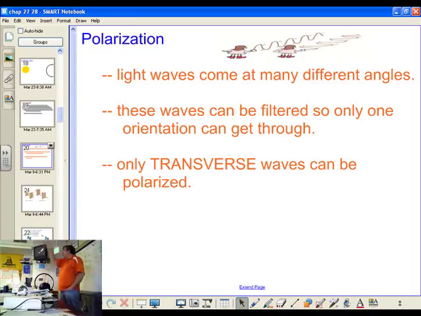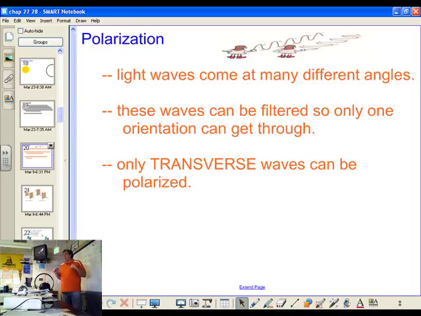Some of it has a vertical orientation, some a horizontal orientation, and the cross waves. So it comes in all these different orientations. But we can run it through a filter that we call a polarizer, and filter out all but one of those orientations. This is what a polarizer does.